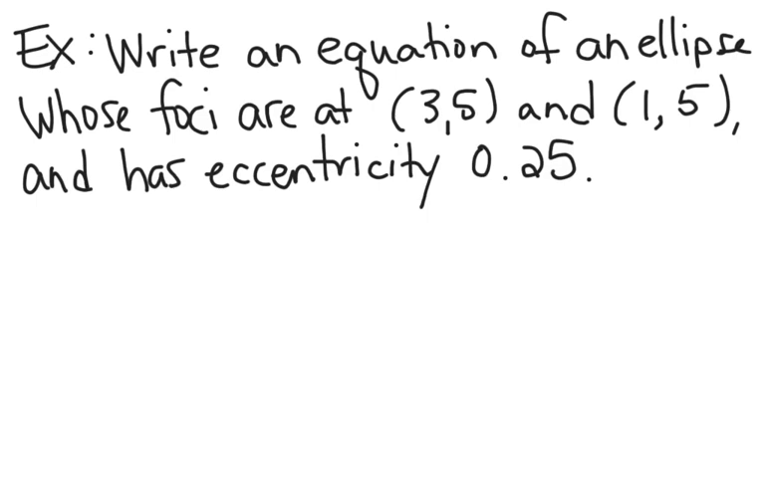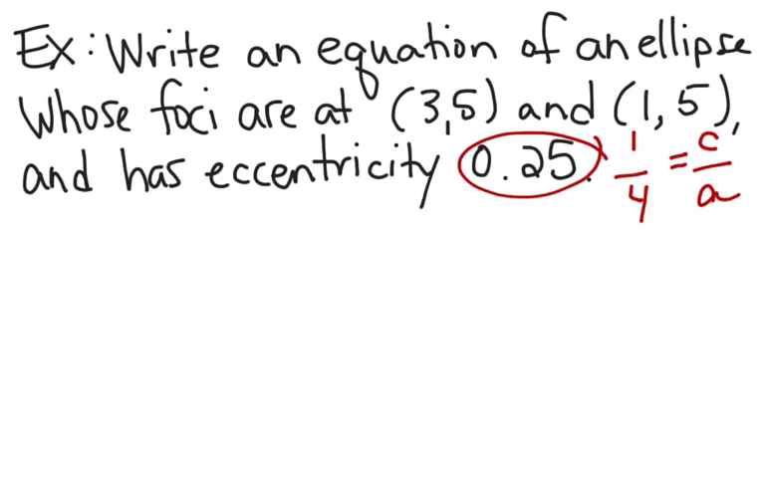Write an equation of an ellipse whose foci are at (3, 5) and (1, 5), and has eccentricity 0.25. First thing I'm going to do is change that back into a fraction, because when we're talking about c over a, it's easier to tell c is 1 and a is 4.